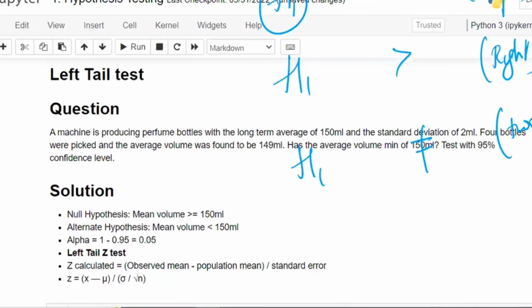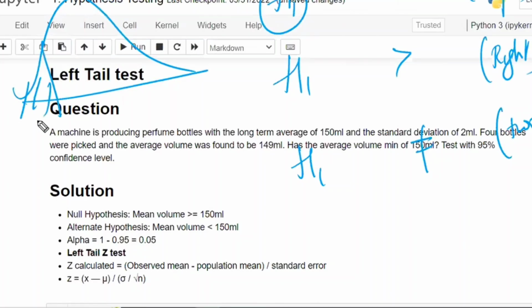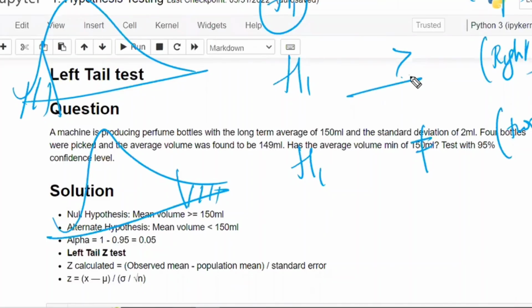Actually, what is the concept? For which one are you rejecting? When you accept the alternate, you will reject the null hypothesis. So when it is less than, you will reject the null hypothesis. When it is greater than, you will also reject the null hypothesis. You are accepting the alternate, which means rejecting the null hypothesis only, right?